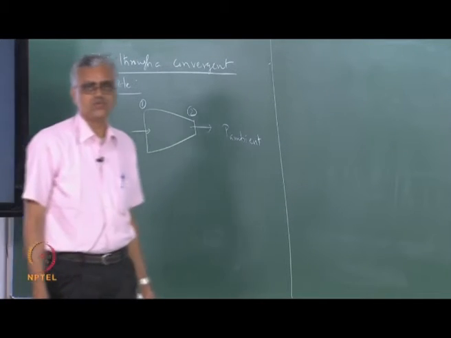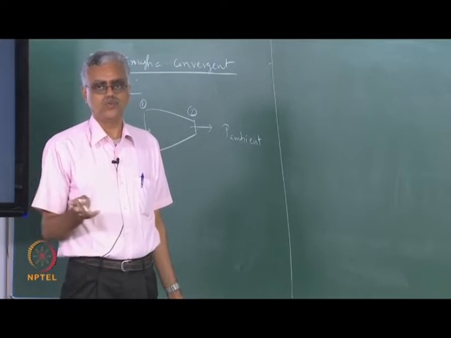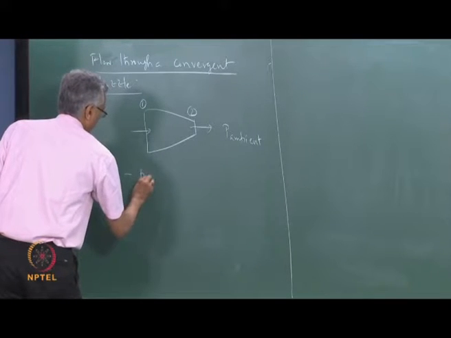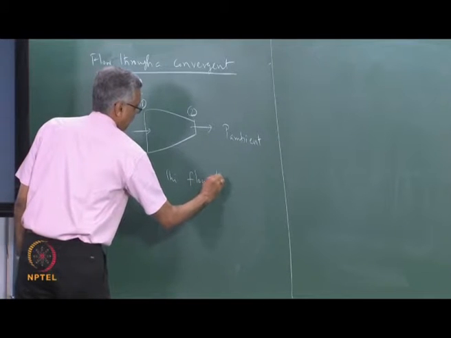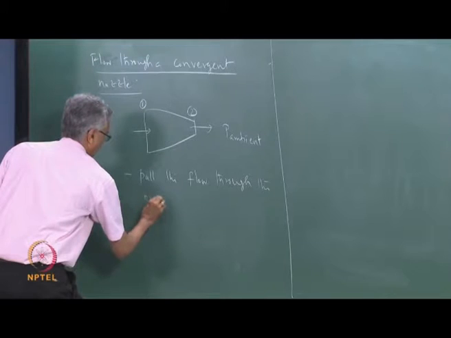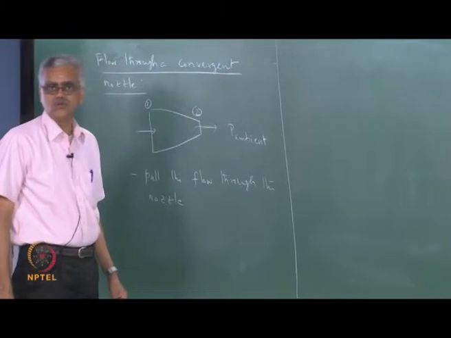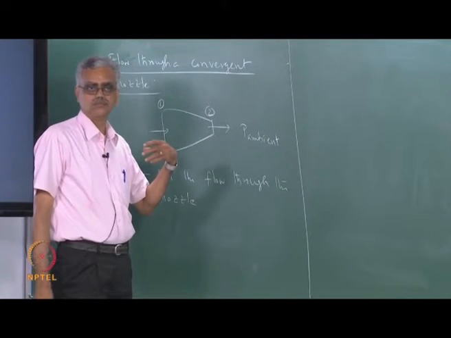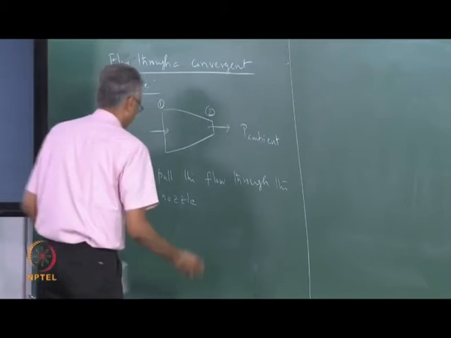When you have a nozzle like this, we can establish a flow through the nozzle in two different ways. One way is to pull the flow through the nozzle. So how do we pull the flow through the nozzle? We keep changing the ambient pressure to pull the flow through the nozzle. The other way is to push the flow through the nozzle.